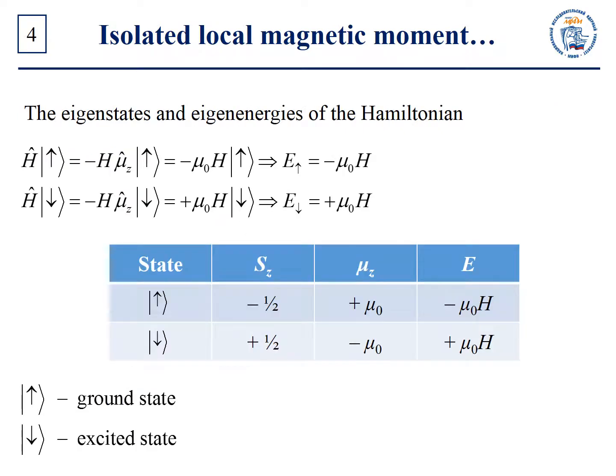And what are the eigenstates and the eigenenergies of the Hamiltonian? Since the Hamiltonian is linear in μz, the states up and down are its eigenstates as well. It is clear that E up is less than E down, so if the magnetic field is greater than 0, the ground state, or the state with the lowest energy, is the up state. Thus the projection of the magnetic moment on the z-axis is equal to μ0.